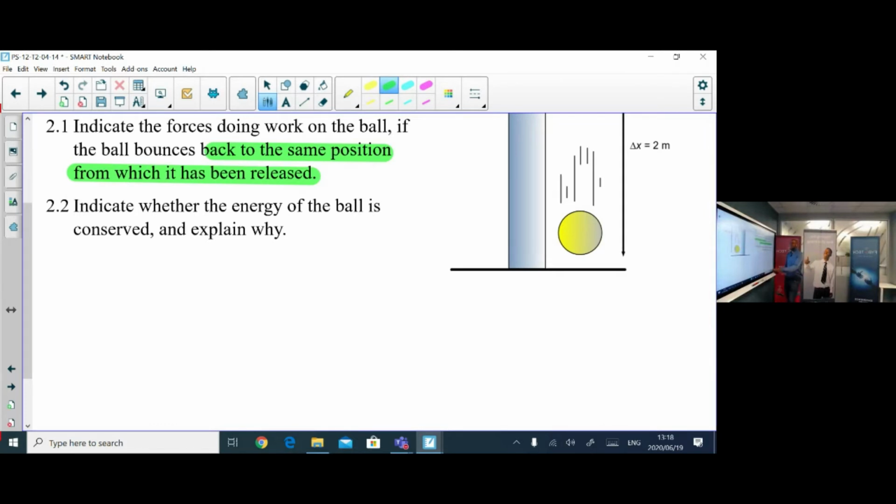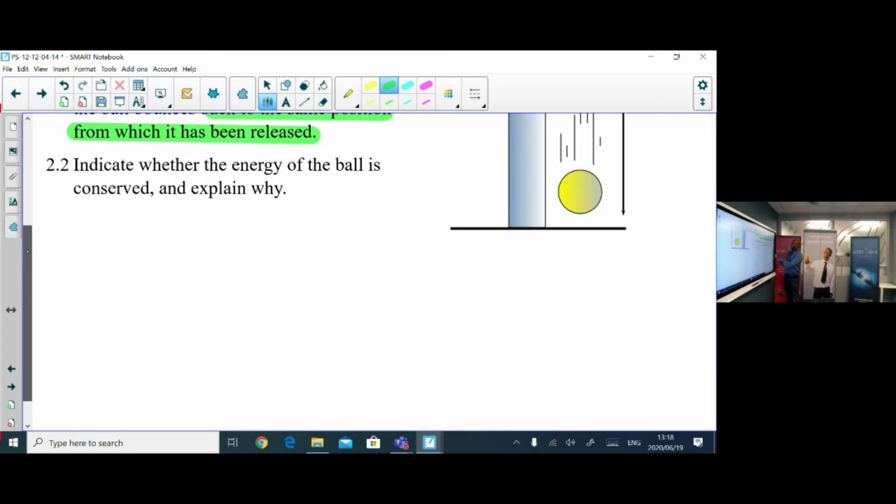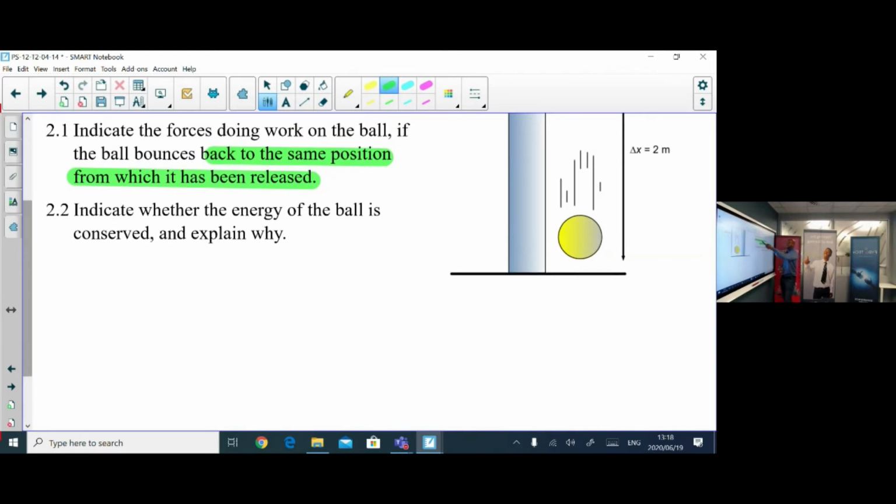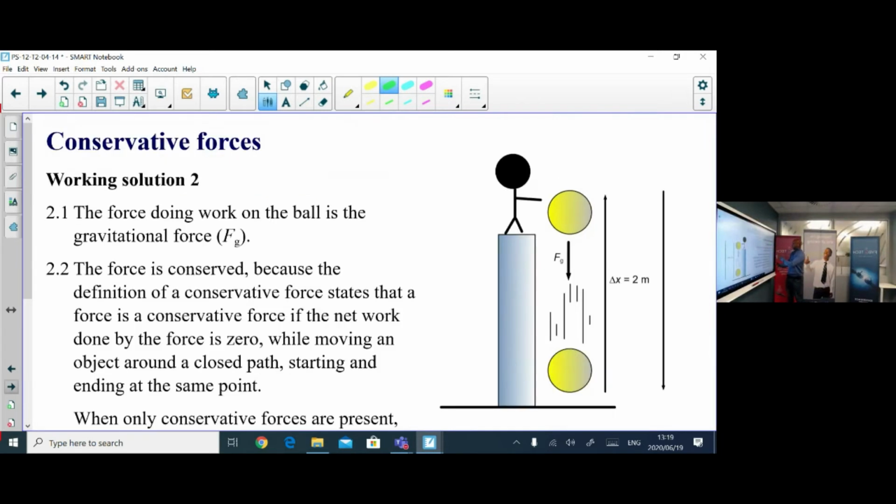If it's just going to hit the ground and from the ground go back up again, we know that the energy has been conserved. And then, indicate whether the energy of the ball is conserved. We all know, as I was just explaining, the energy there is conserved because the ball will just go back to its position. If you can just look at this, same position.